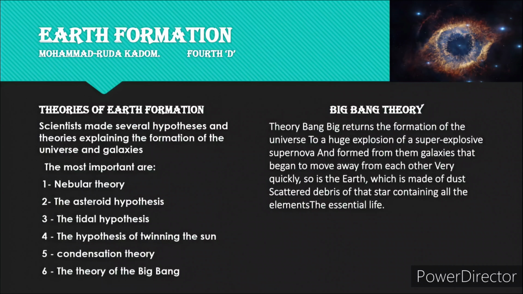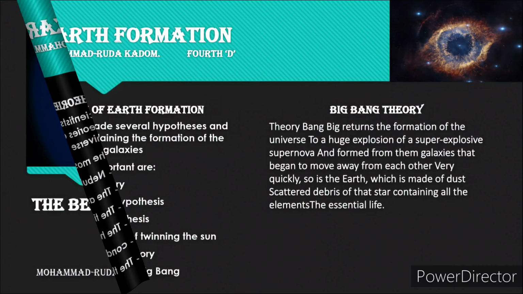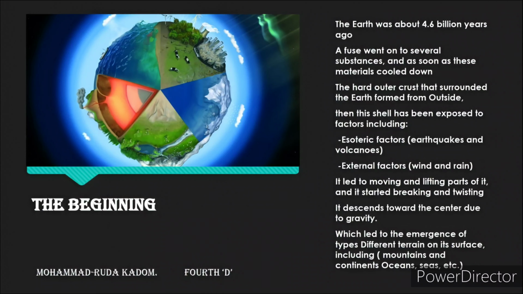Big Bang theory. The Big Bang theory traces the formation of the universe to a huge explosion of a super explosive supernova, and from it formed galaxies that began to move away from each other very quickly. So the Earth, which is made of dust, scattered debris of that star, contains all the elements essential for life. Now we talk about the beginning.